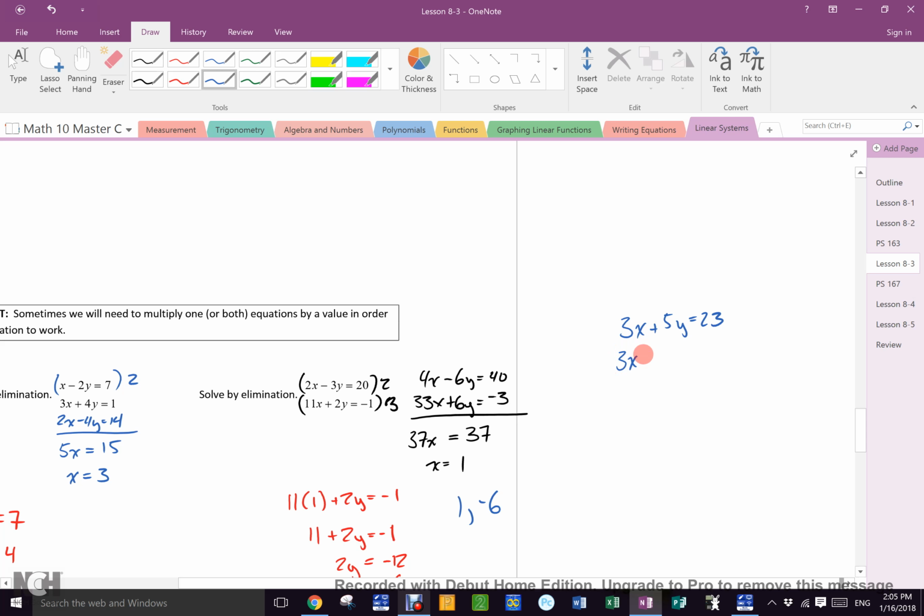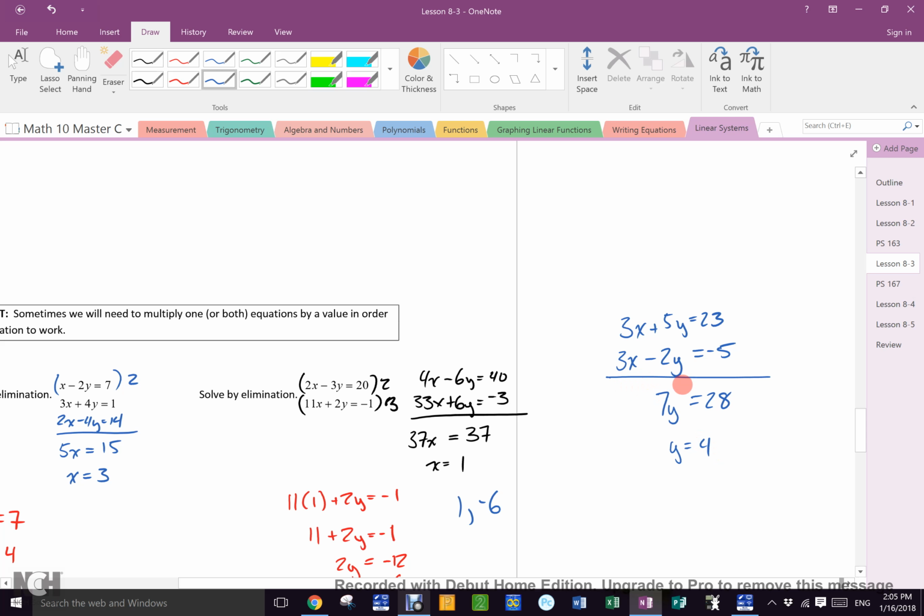And 3x. What would you do here? Would you add? Why? There's no opposite sign, so I'd subtract, right? What's 3 take away 3? 0. What's 5 minus 2? 7y. And what's 23 minus 5? 28. And y would equal 4.